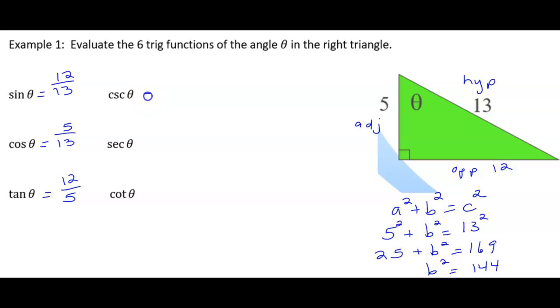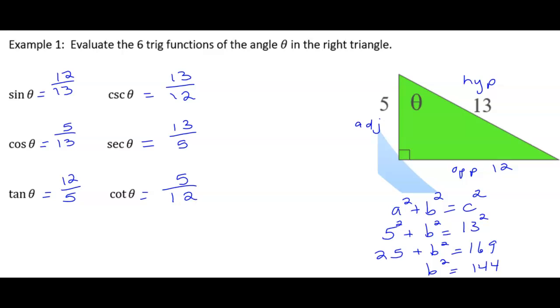And then whenever you go to find these ones, you can go back to your triangle if you want. Cosecant is going to be the hypotenuse over the opposite. Hypotenuse is 13, opposite is 12. Or you can just go ahead and take the reciprocal of sine. So all you have to do is take this and flip it over. It's 13 over 12. This will be 13 over 5. And this will be 5 over 12. And that's it. So that's how you find the trig ratios.